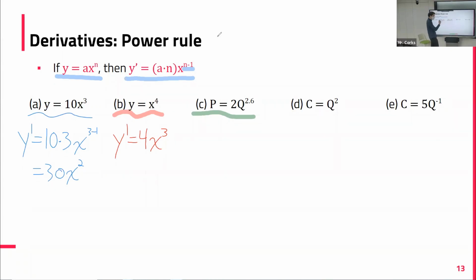What's the next one? Okay, tell me the left side first. So p prime. Okay, 5.2 q to the 1.6 there. So it's not y and it's not x. That doesn't matter. The p is the one that's separate, so we treat that like our y. Q is the other one, treat that like our x. So it doesn't matter what the letters are. All right. Two more here.